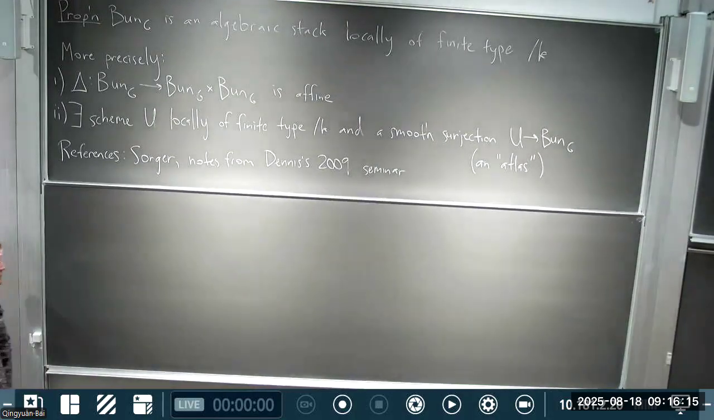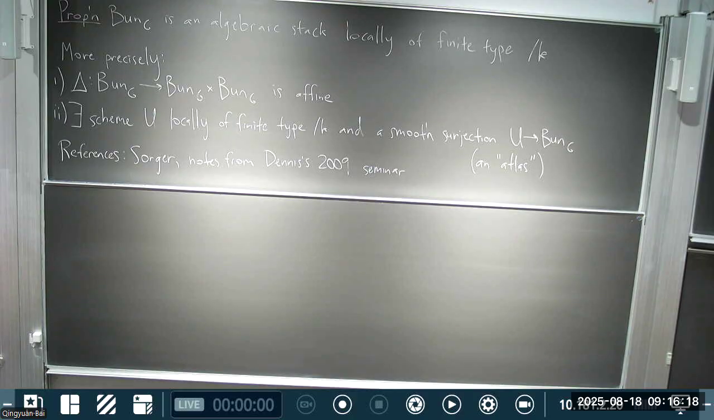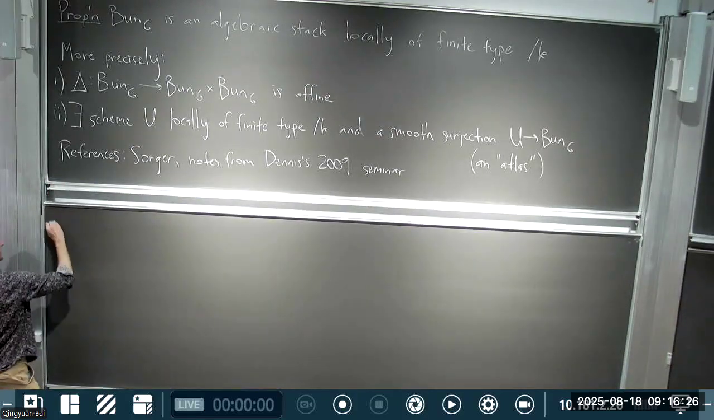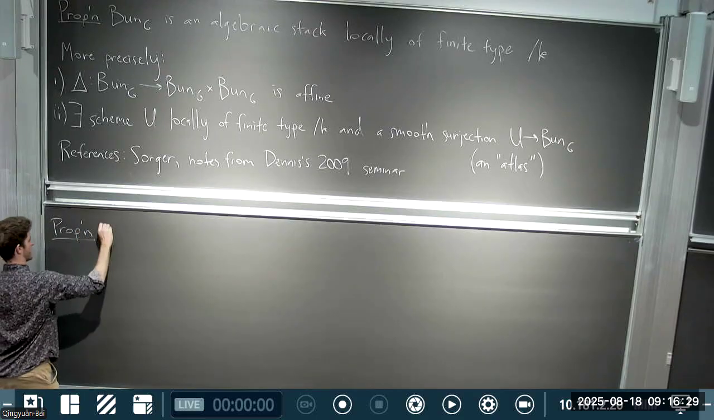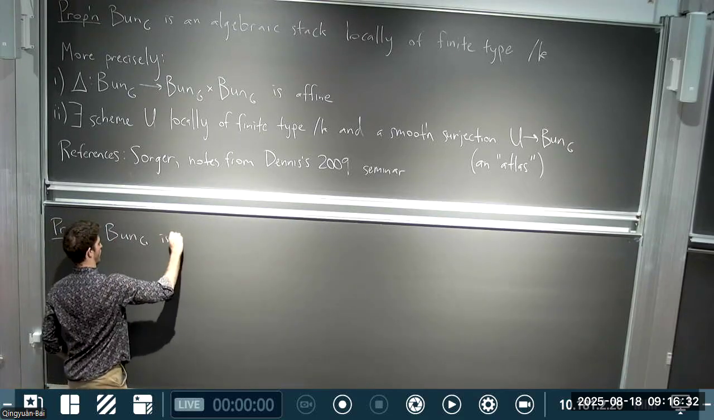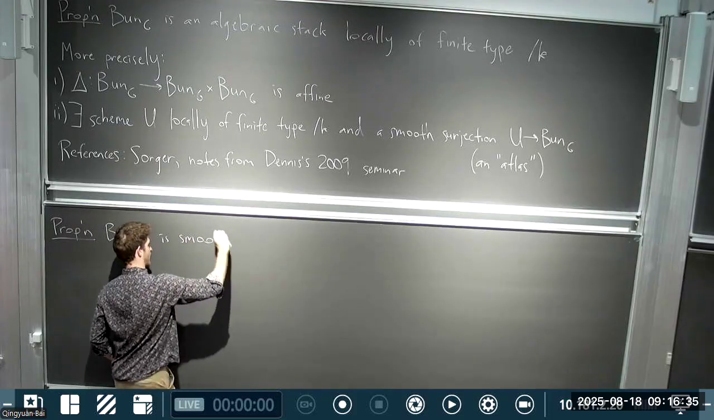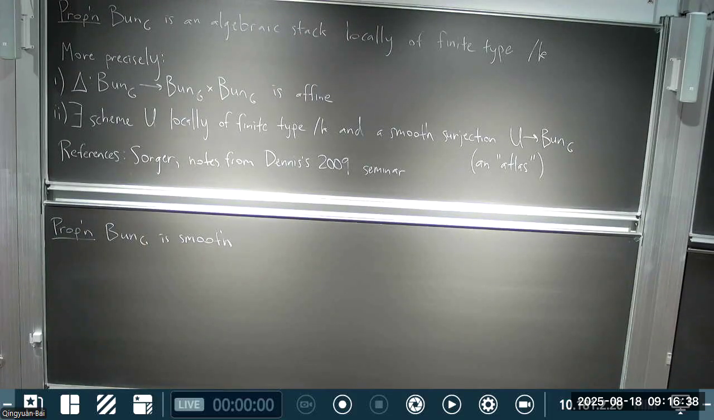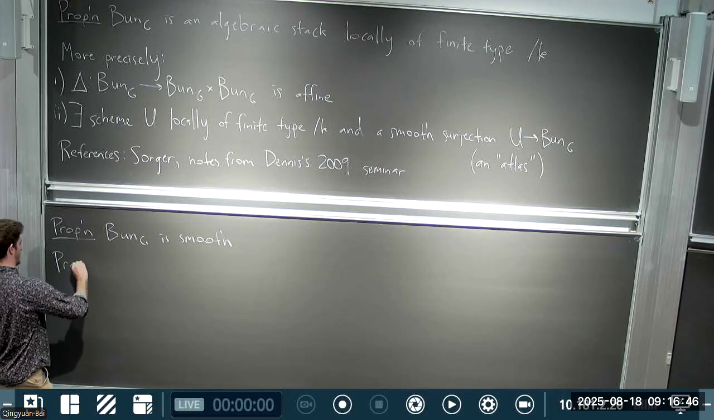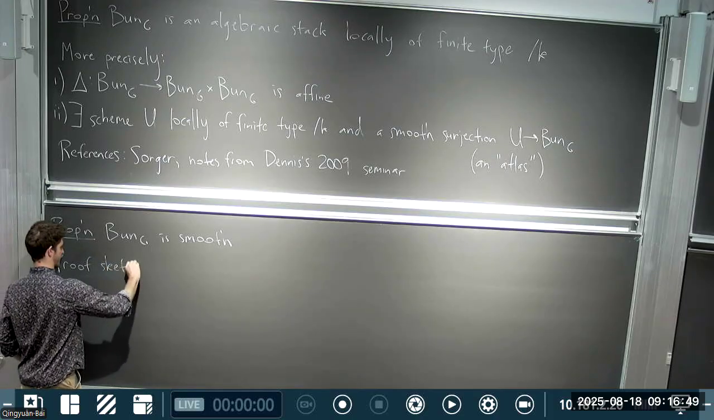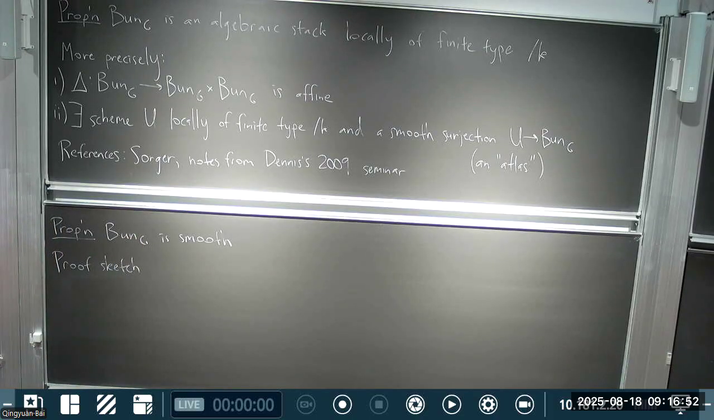Okay, so far this still doesn't tell you so much how you should visualize Bun G. It's just saying it's not too horrible. One thing that's useful to point out right away is that Bun G is actually smooth. It's an algebraic stack, and here I will sketch the proof because there are some useful ideas in here that will probably also come up in Dina's talk. As you'll see in a very precise sense, Bun G is smooth because X is a curve, because X is one dimensional.